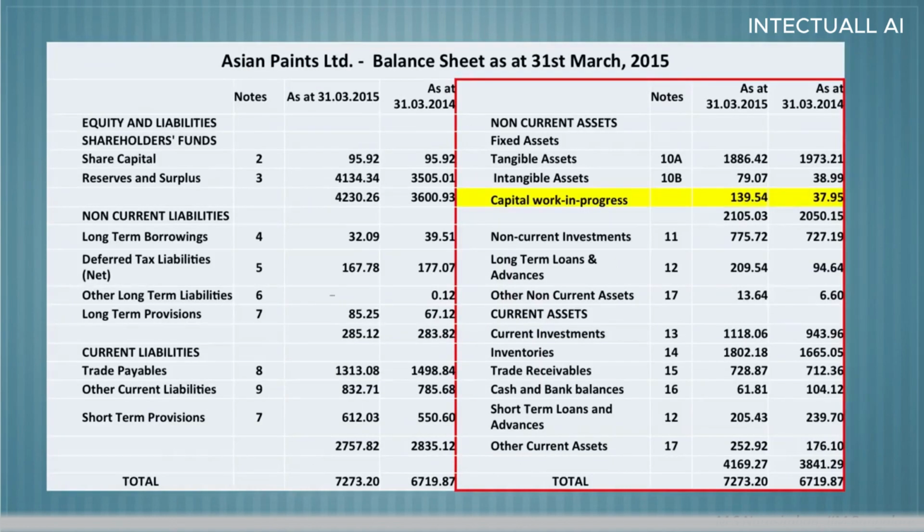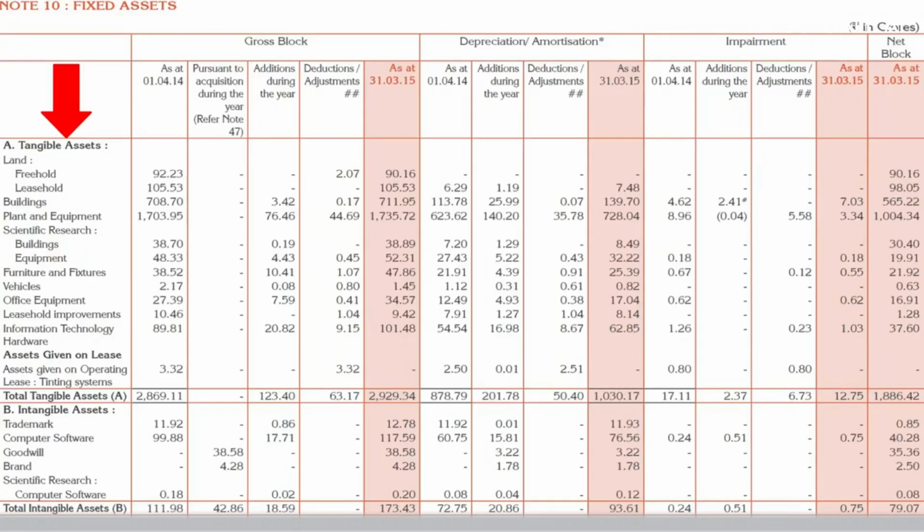Capital work in progress is the next item. It is assets which are acquired, but we are yet to put into use, or assets under construction. Let us examine the schedule that shows a fixed asset. The line items are different types of fixed asset like land, building, machine, and it includes intangible assets. On the column side, you find gross block, depreciation, impairment and net block.